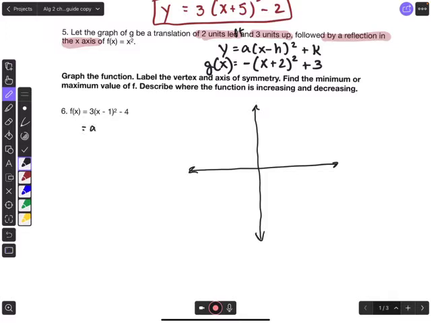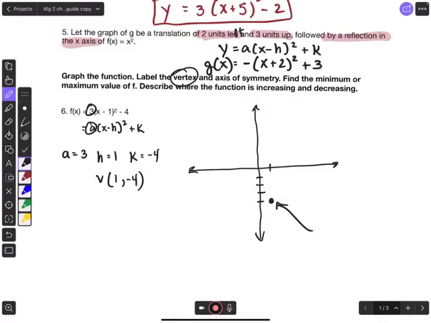Notice this is vertex form again. y equals a times x minus h squared plus k. A is 3, right there. H is a positive 1, and k is a negative 4. So our vertex, right away, we can answer this. Label the vertex. We know the vertex is 1, negative 4. So let's graph him. 1, negative 4. There he is, vertex.